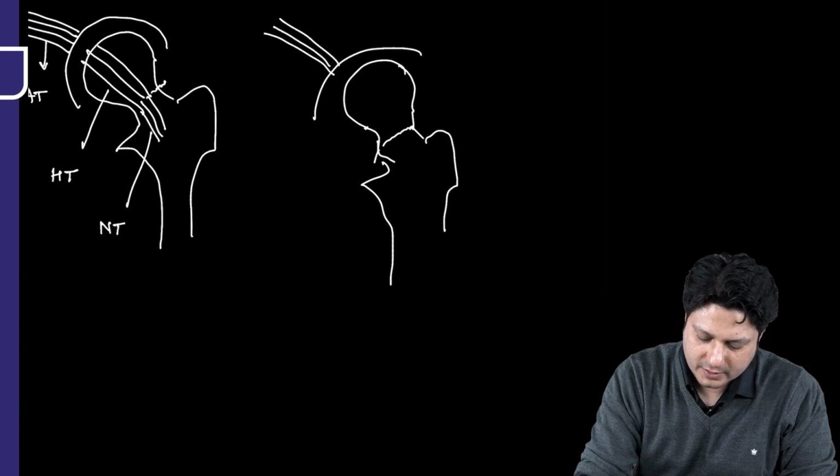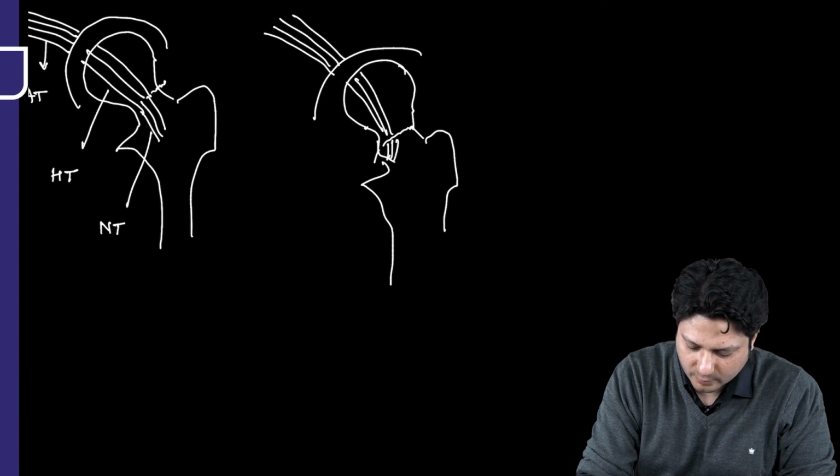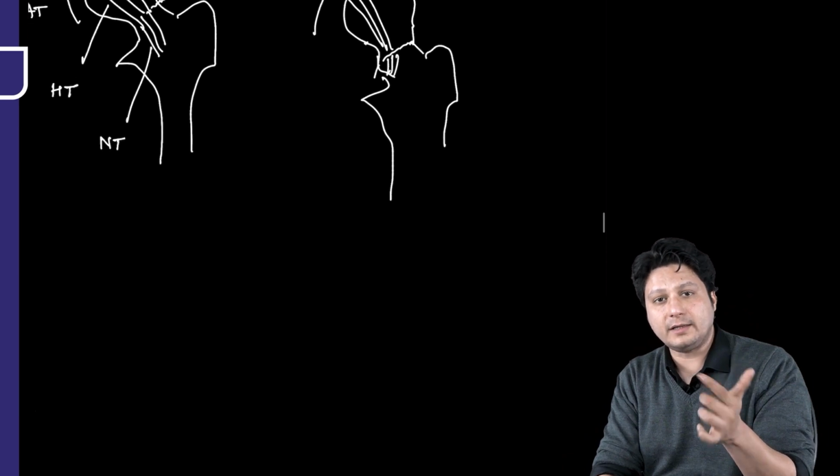This is the trabecular system of the acetabulum. This is the trabecular system of the head of the femur, and to some extent there could be a deviation in the head and neck, to some extent only. But what is likely to happen in type 2?